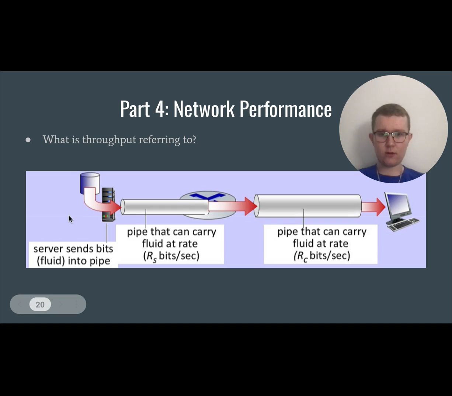As we see here, this is going to be another diagram. We're going to use a fluid going through a pipe as an analogy. The fluid is basically going to be the bits, and how fast it's going to be able to go through the pipe is going to be the rate. So as we see, it connects to the router at a rate of R bits per second, and it goes through another pipe all the way to the destination at a rate of R bits per second as well. And throughput is just measuring how successfully and how fast this is done.